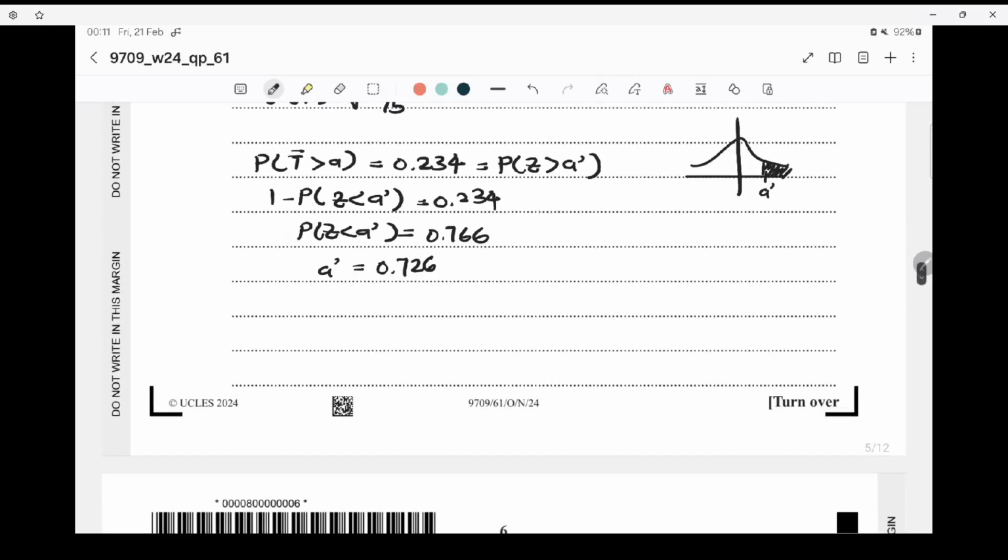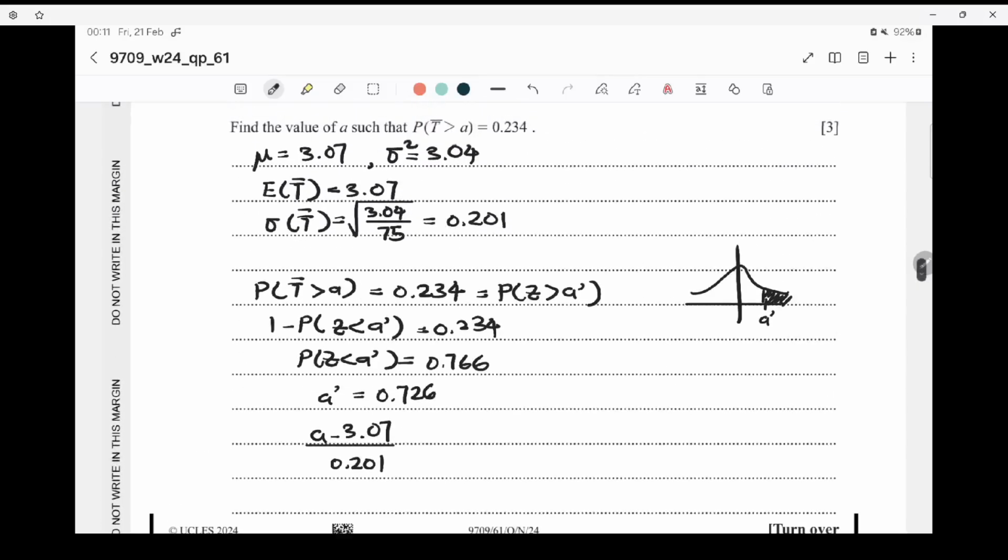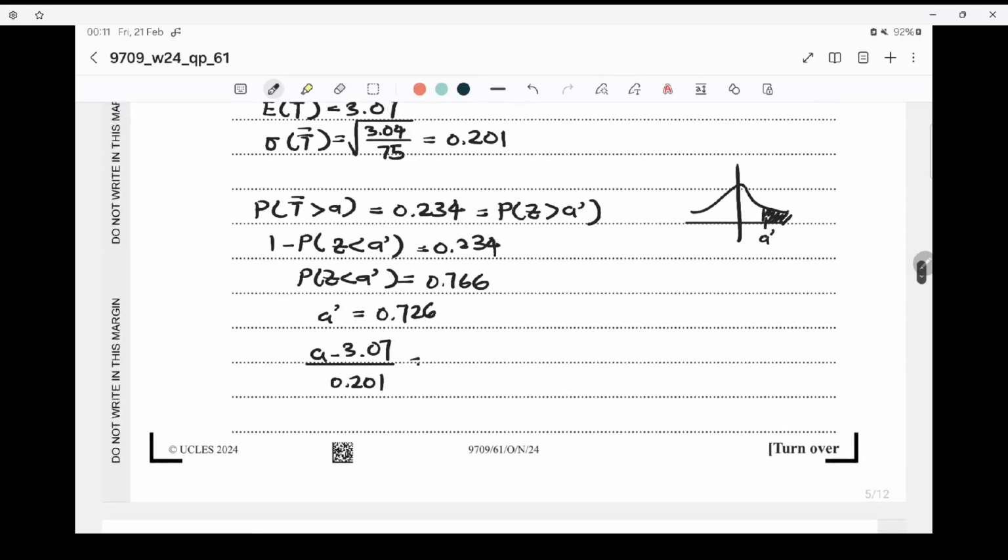So then finally you have A minus 3.07, the mean, and then divide by 0.201 equals 0.726. So calculate everything, A should be 3.22. Okay?